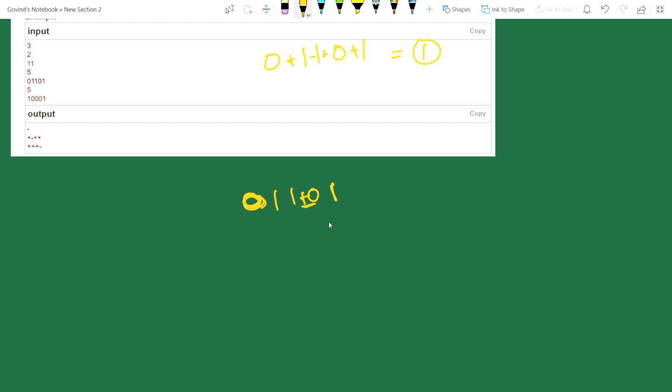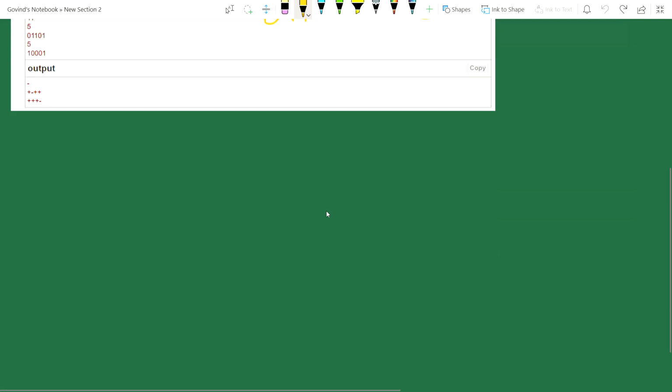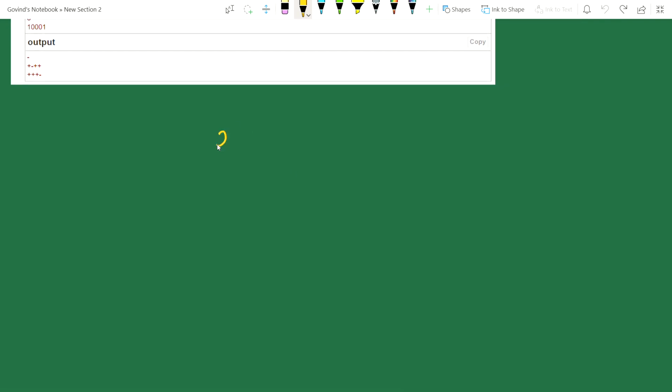So there are two situations now. Either I can get an even number of ones, or I can get an odd number of ones. If I get an even number of ones, then I can get a minimum absolute value of 0. And if I have an odd number of ones, then the minimum absolute value is 1. It could be 1 or minus 1, but its absolute value would be 1 only.